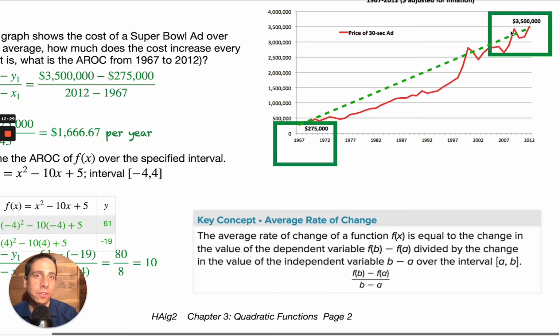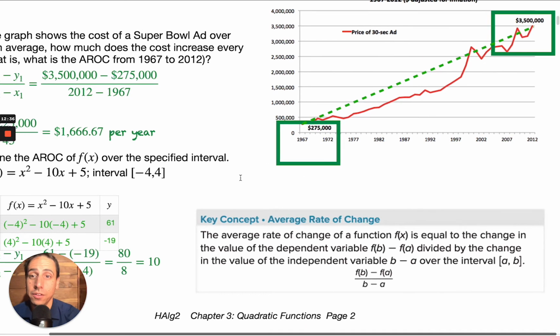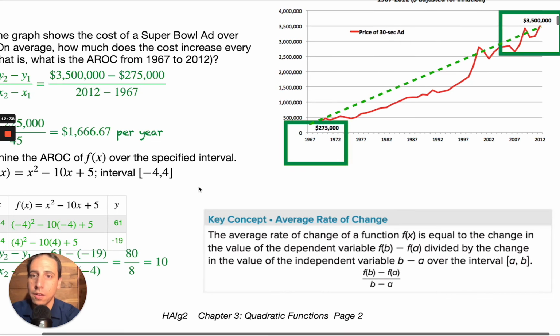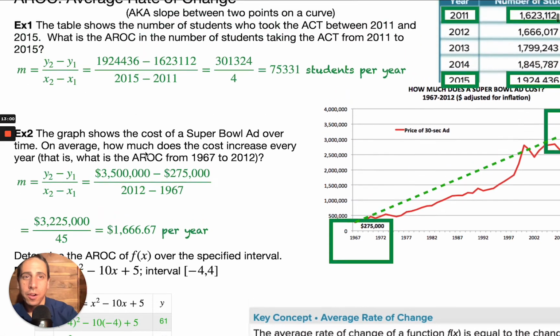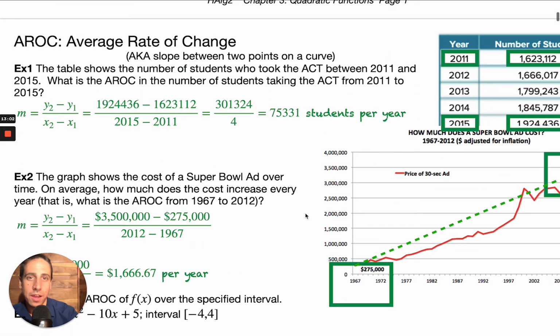And if you're going to smooth this curve out into basically a straight line, then that's what it would look like. You take the first x value, take the last x value. That's 1967 to 2012. You take the y1, the y2, and you subtract. And so basically, on average, it was increasing $1,666.67 per year.